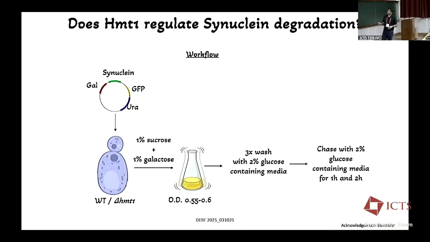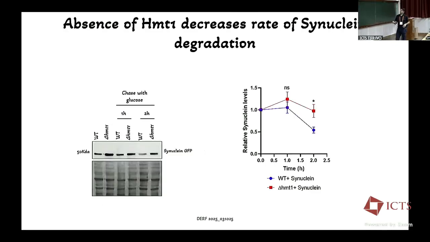All right. Levels are going down. Could it be affecting the degradation of synuclein, right? So she expresses Gal-inducible synuclein, which is how the original screen was done. Most of these screens are done by Gal-inducible plasmids, so we just followed that. And we did a chase experiment. And to cut a long story short, what she finds is that when there is no HMT1, there is decreased degradation of synuclein. So this is wild type, whereas this is HMT1 deletion, indicating that somehow HMT1 is able to affect degradation of synuclein.